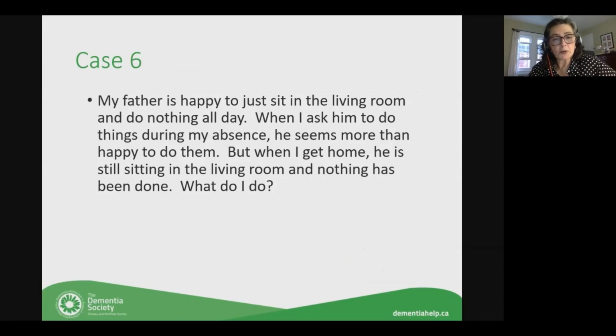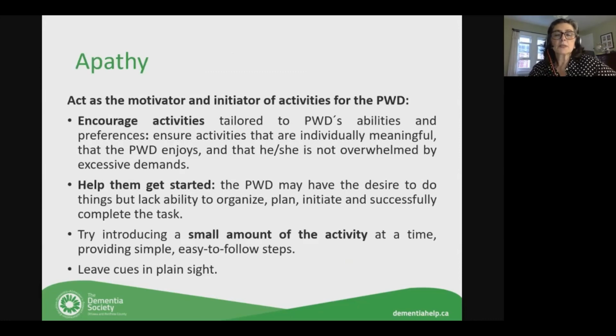Let's talk a moment about apathy. So basically, my father does nothing all day. When I get home, nothing's been done, although he says that he'd love to do things. Sometimes with apathy, people should be encouraged to do activities that are meaningful to them, and that are not overwhelming and excessive in demands. But sometimes what they need is help to get them started.